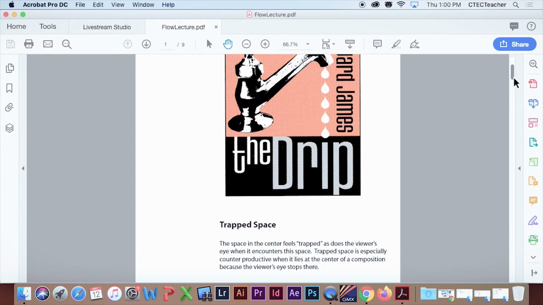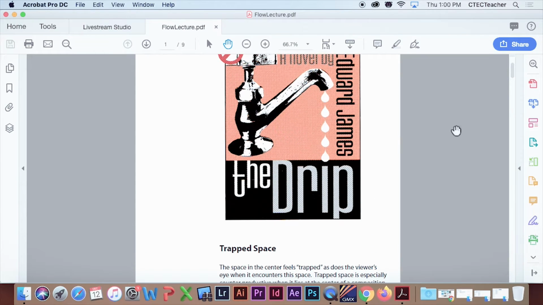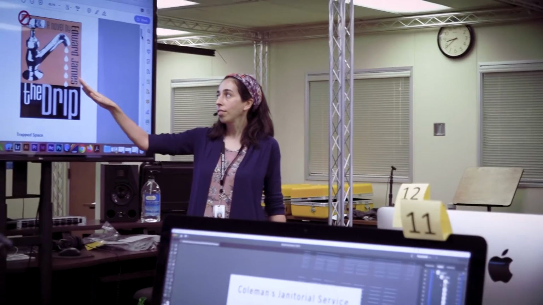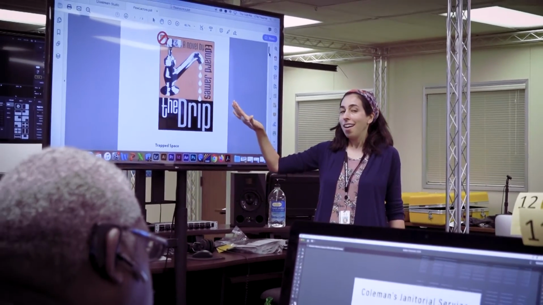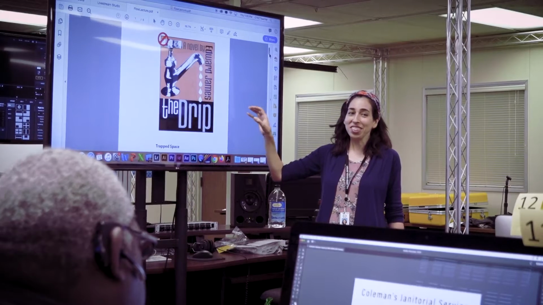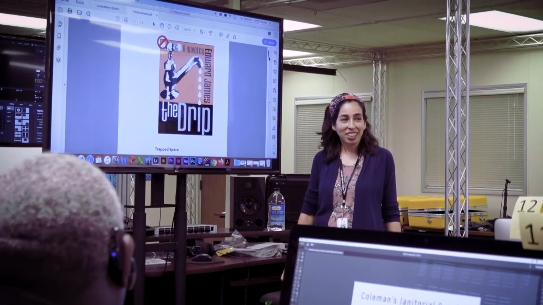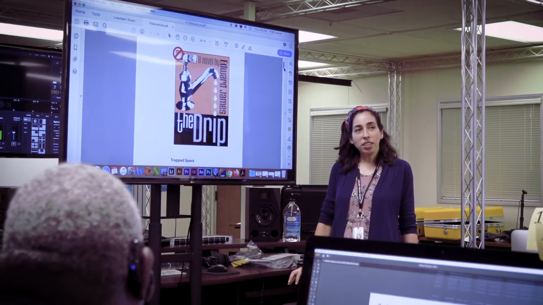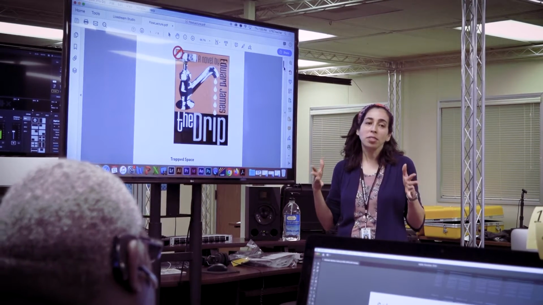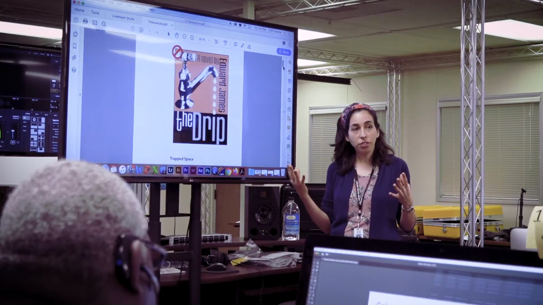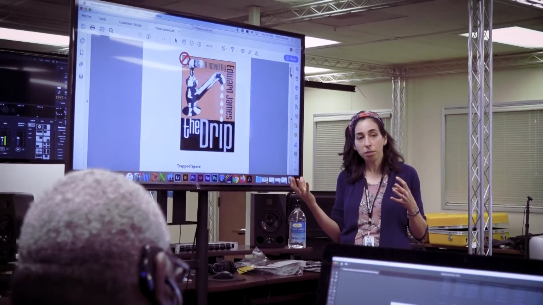So what do you want to put in the center? What kinds of elements do you put in the center of a composition? The most important thing. The most important thing would be what? The title. What would be the image? The most important thing, I guess it's debatable, but I would say the focal point of the image, the most interesting part of the image.